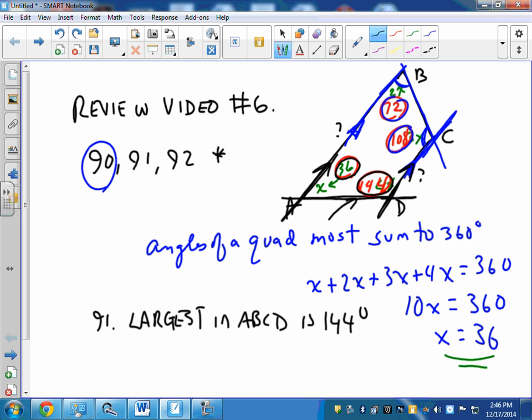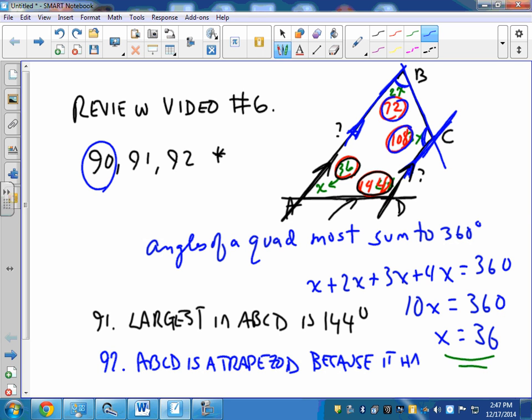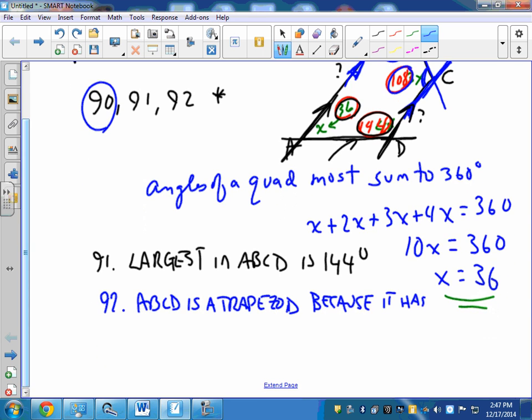Okay, so what kind of figure? Well, I would say 92 is a trapezoid. So for 92, ABCD is a trapezoid because it has one pair of parallel sides. Okay, that's not too bad.